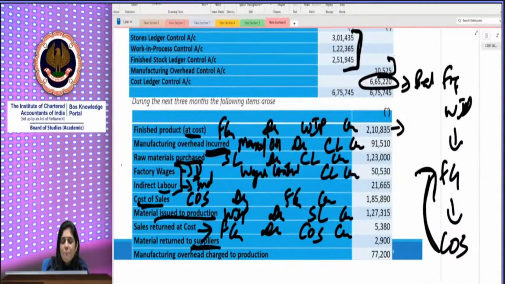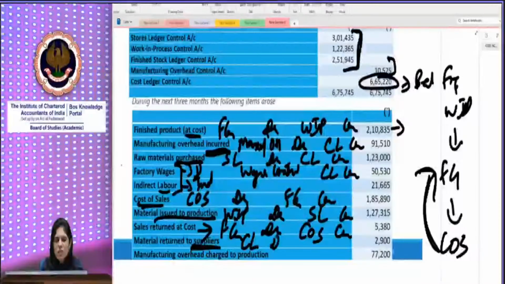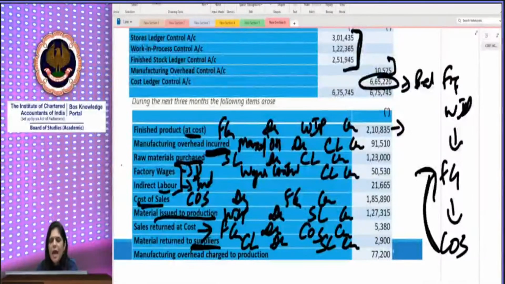Material return to suppliers. Suppliers means it's going out. If it's coming from outside or it is going outside, it has to route through cost ledger control account. So entry will be reversed. Suppliers means cost ledger control account will be debited. And from where it is coming? Stores. So stores will be credited. So cost ledger will be debited and stores ledger will be credited. All right. So cost ledger control account debit to stores ledger control account.